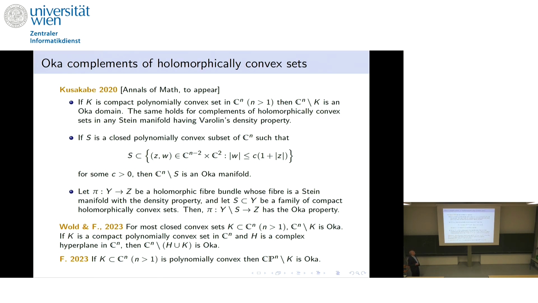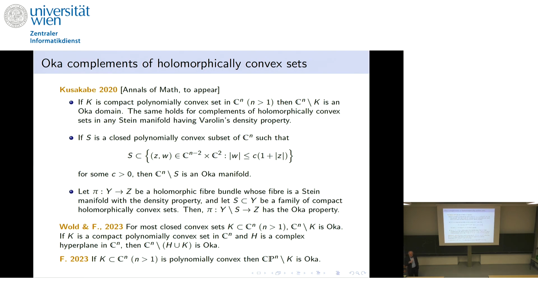Okay. And then Kusakabe moved forward, and in 2020 wrote a beautiful paper, which just a month ago was accepted for publication in the Annals. And in this paper, he had many new examples, and these examples were of the following type. The basic one is if you take a compact polynomially convex set in a Euclidean space of dimension more than 1, then he showed that the complement of this set is an OCA domain.